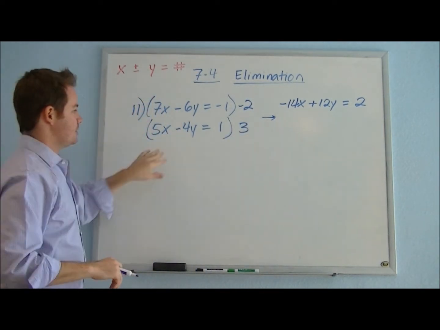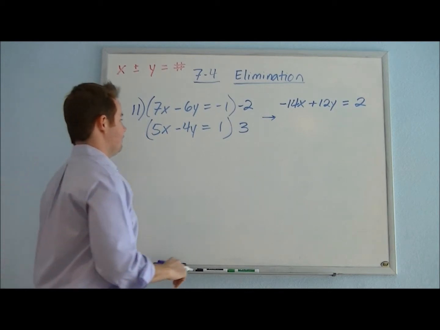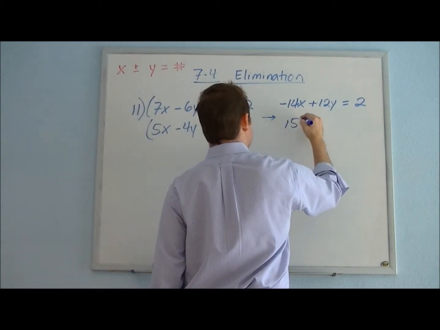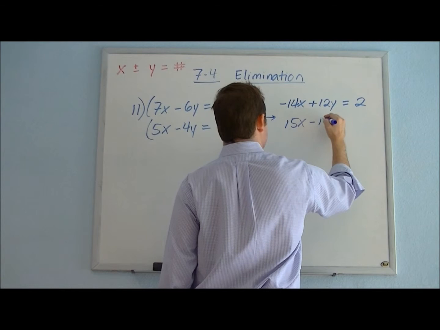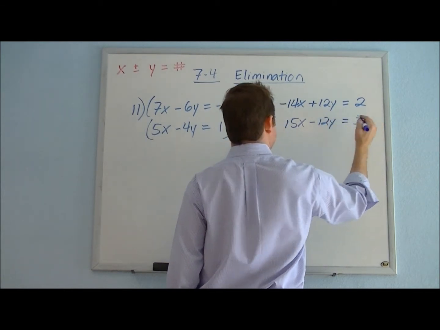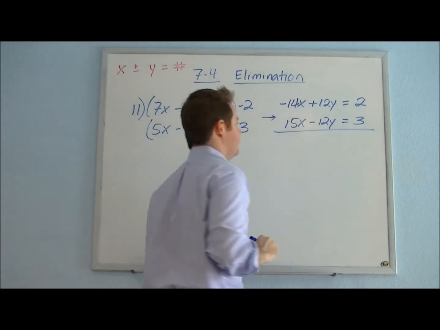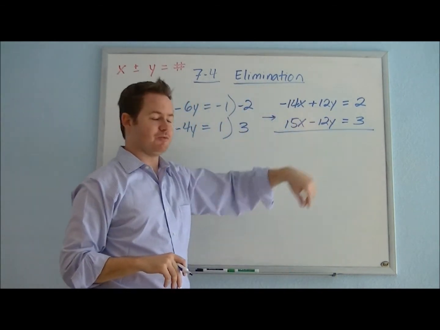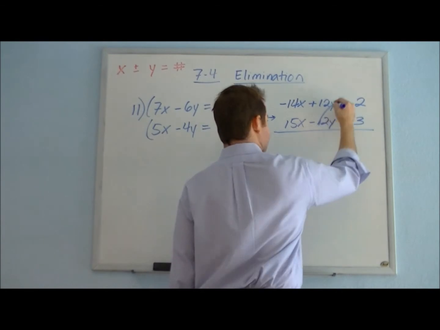And that coefficient to distribute to every term in our equation. So that would give us a 15x minus 12y equals 3. Now that our equations are set up for elimination, we simply add them together.